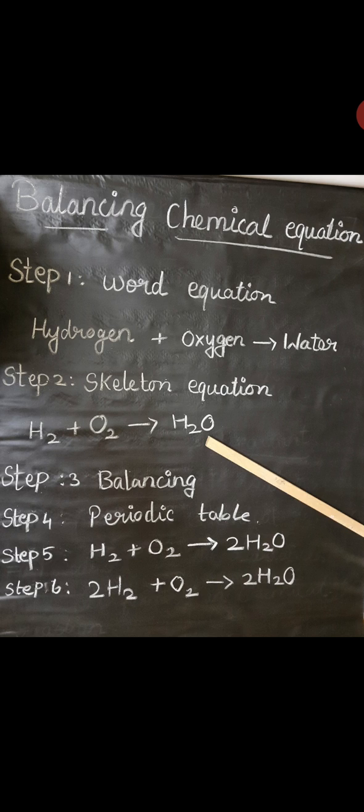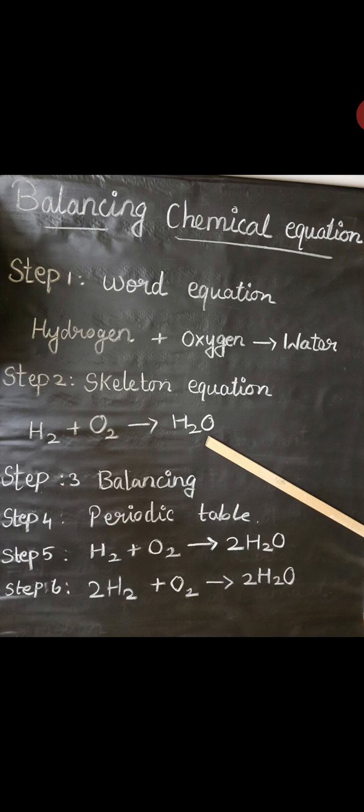For hydrogen we have 4, and for oxygen we have 2. The same on the right hand side: hydrogen 4 and oxygen 2. So 2 twos are 4 for hydrogen, and oxygen is 2. This is equal. Now both sides have 4 hydrogen atoms and 2 oxygen atoms, so the chemical equation is balanced. Like this only, we have to write it for all the equations.